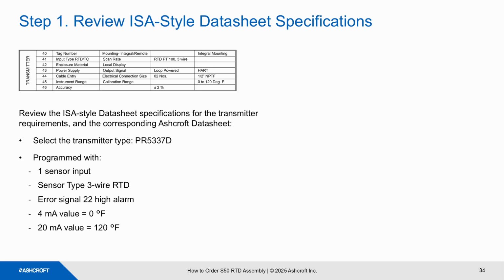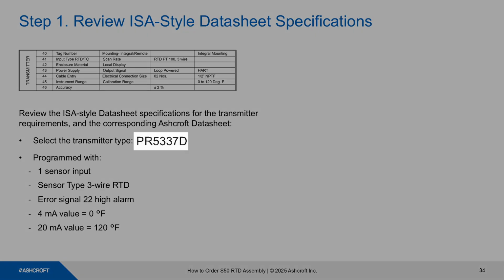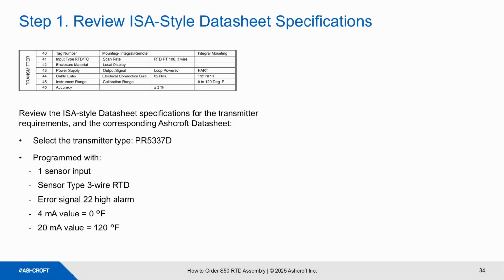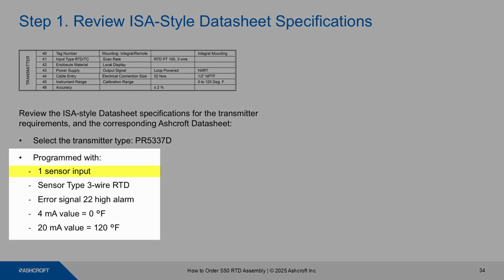So we have to select a transmitter, and we're going to select the PR Electronics PR5337D, which has HART output, and it's going to be programmed with one sensor input, and that's going to be a 3-wire RTD. It's going to have an error signal of 22 for the high alarm. It's going to have a 4 milliamp value of 0 degrees F and a 20 milliamp value of 120 degrees F.